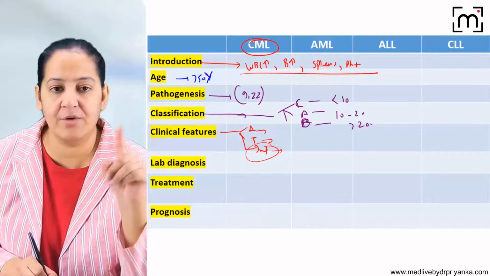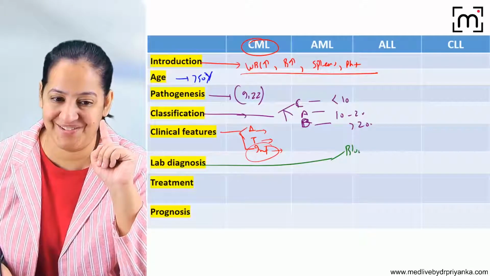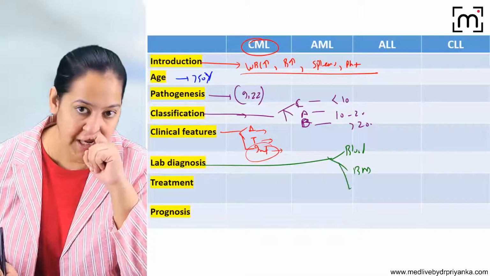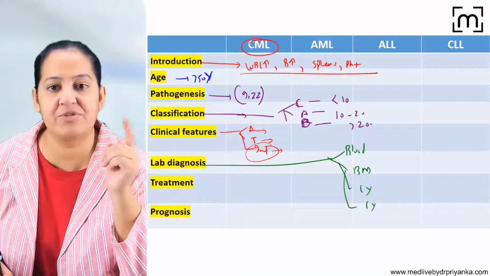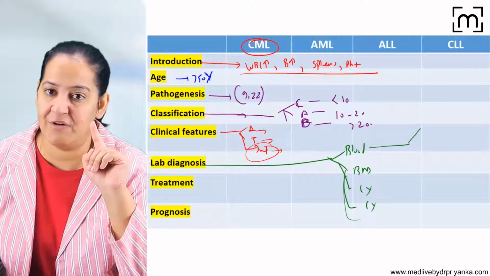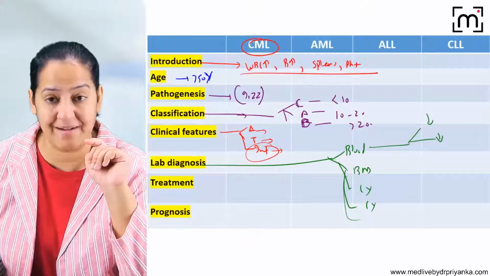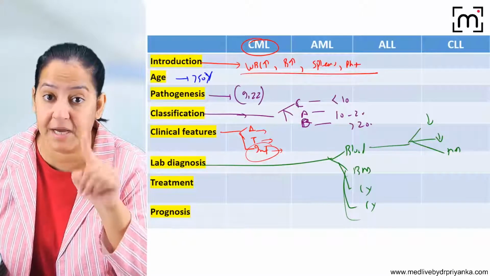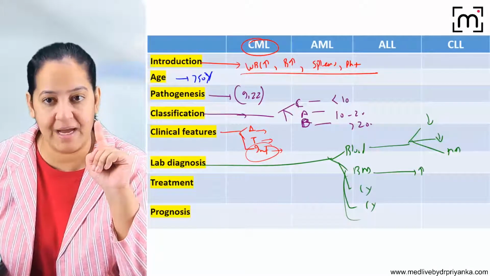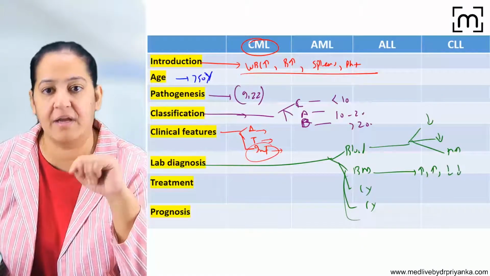Now in the lab diagnosis, I told you, you have to write down blood picture, bone marrow picture, cytogenetics, cytochemistry, and others. So in the blood picture, you have to write down RBCs are less, platelets are less, but WBC is high, garden party appearance. In the bone marrow, cellularity is high, myeloid is high, but erythroid and megakaryocytes are less.